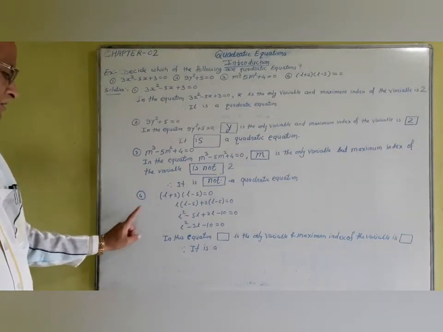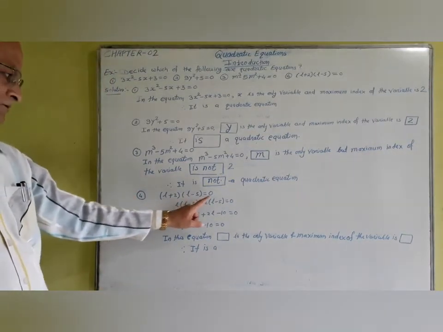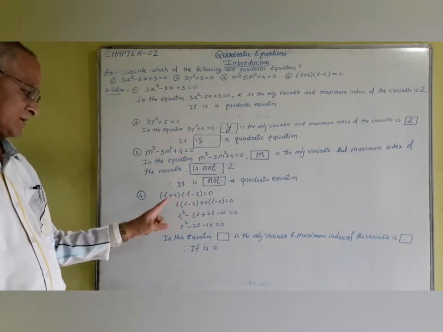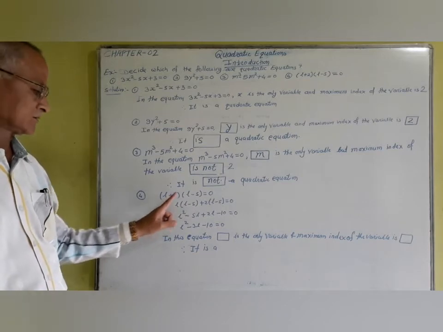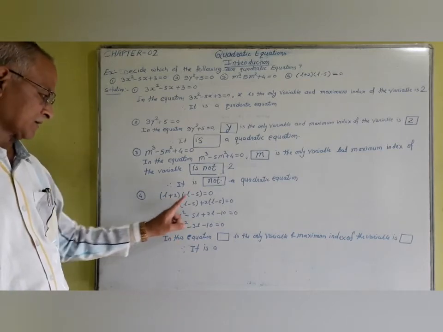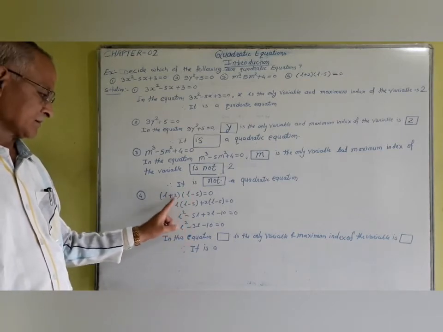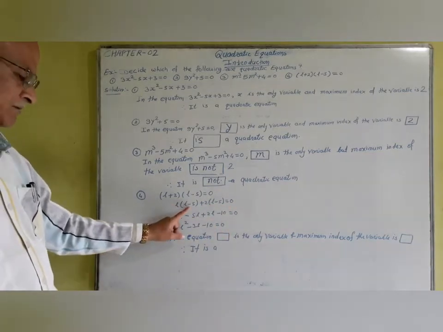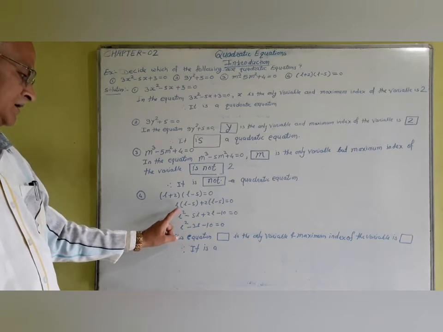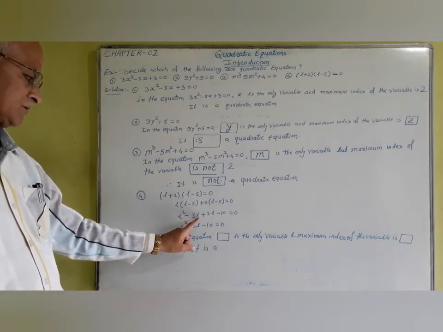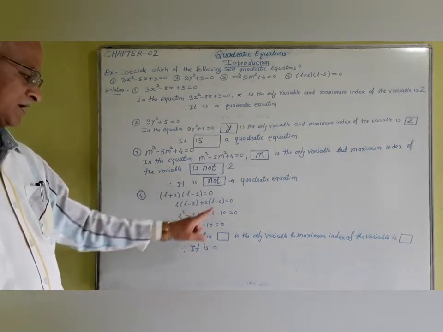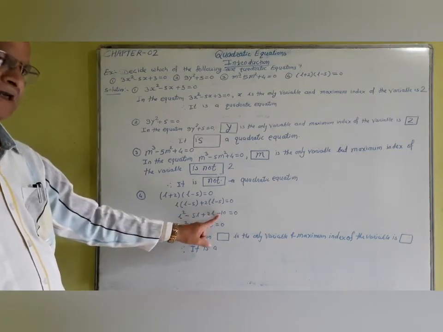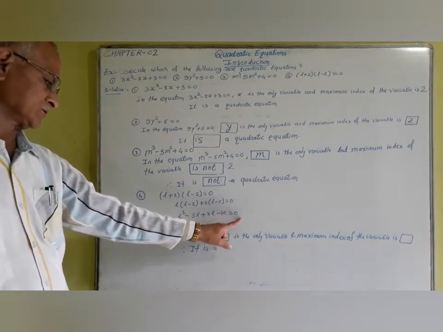Now in the fourth, L plus 2, L minus 5 is equal to 0. There is a multiplication of these two brackets. You have to multiply the first bracket by the second. That is L multiplied by L minus 5 plus 2 multiplied by L minus 5 is equal to 0. L multiplied by L is L square. L multiplied by minus 5 is minus 5L. Plus 2 multiplied by L is plus 2L. Plus 2 multiplied by minus 5 is minus 10, is equal to 0.